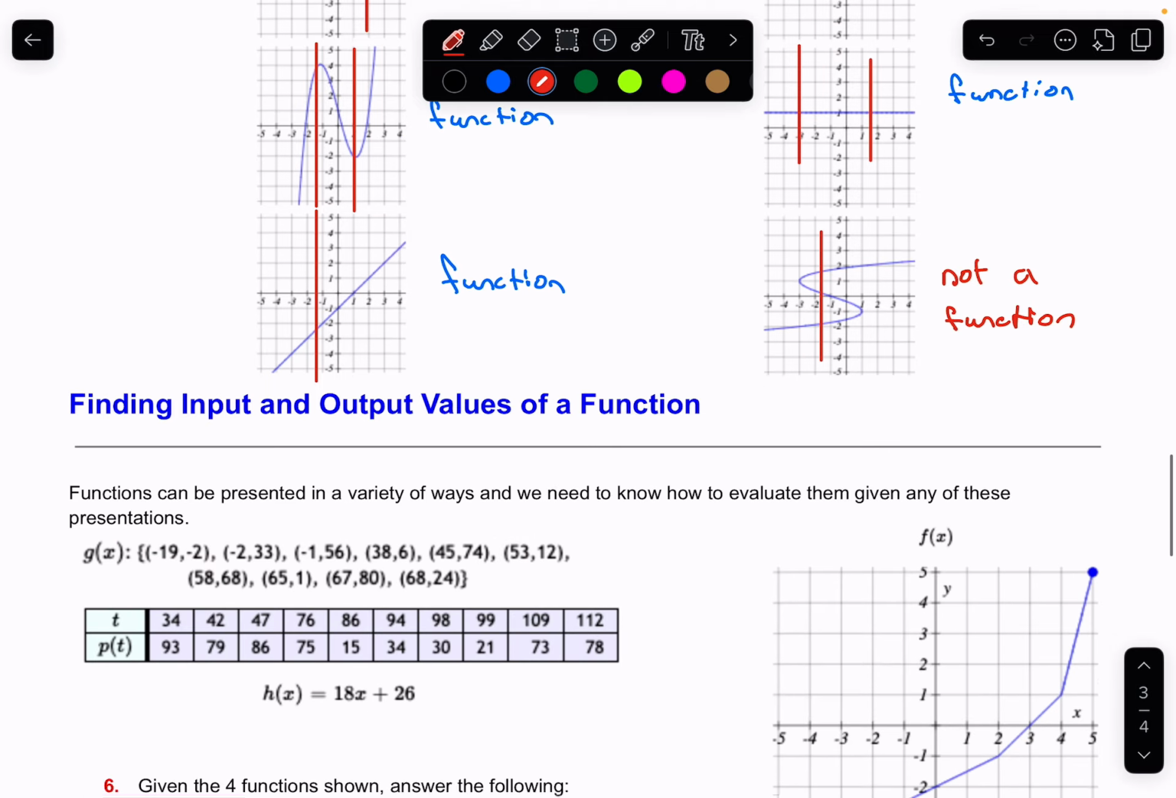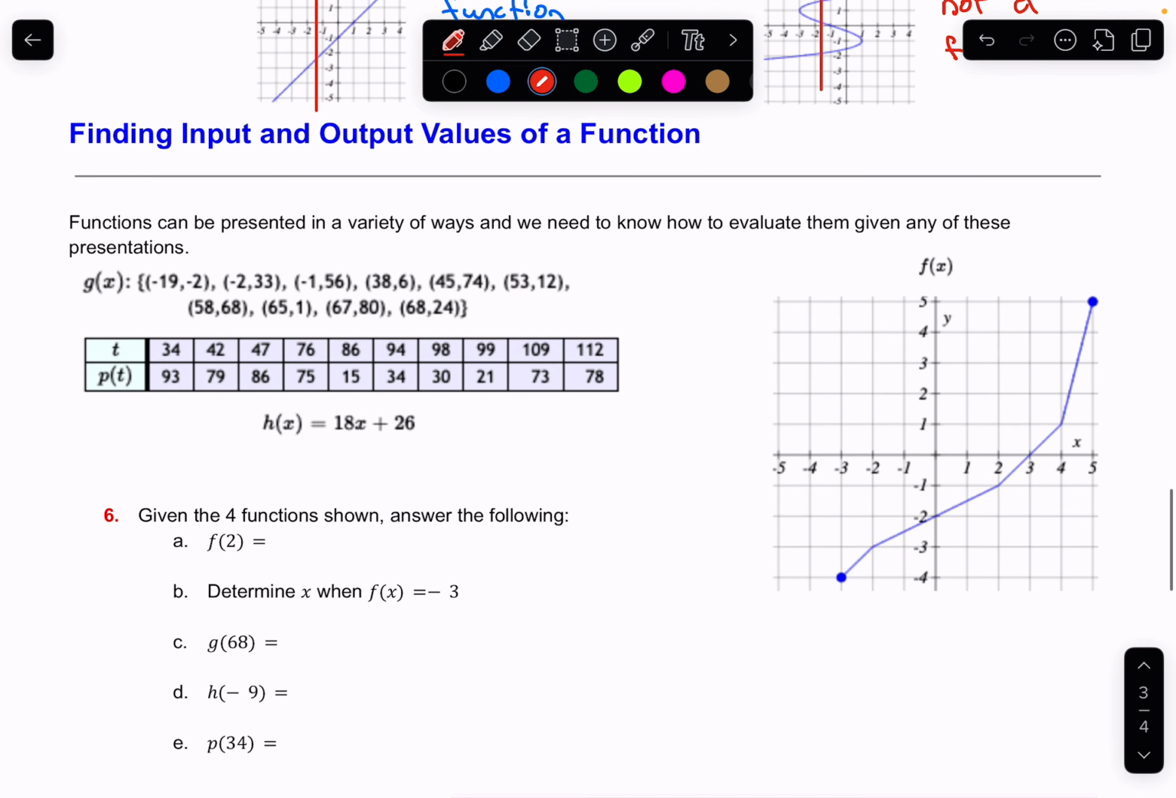All right, now we're going to find inputs and outputs. Okay, so functions can be presented in a variety of ways, and we need to know how to evaluate them given any of these presentations. So here we have several functions. We have g of x in the top. We have p of t in the middle in that table. We have h of x as an equation, and we have f of x as the graph. So what this problem is going to take us through is how to evaluate each of these functions.